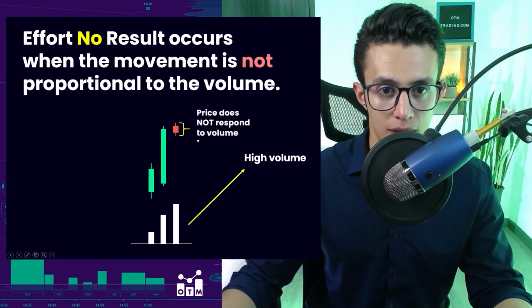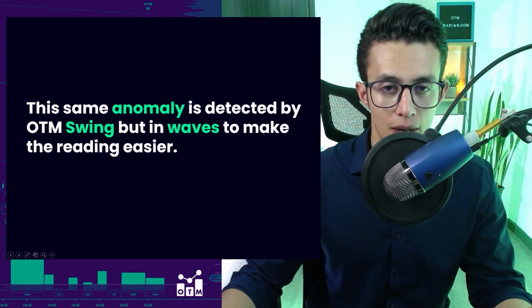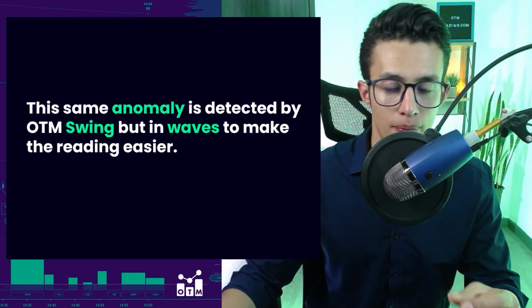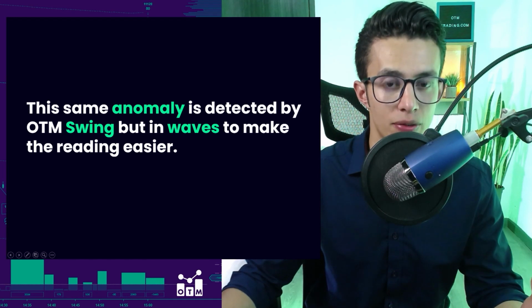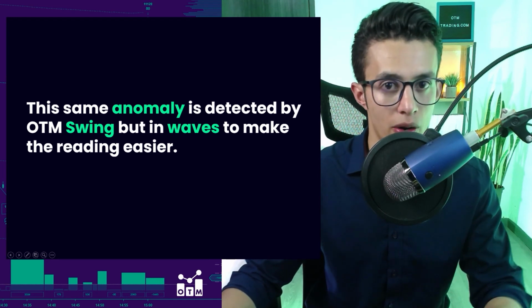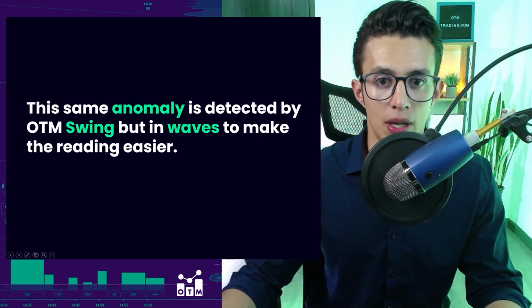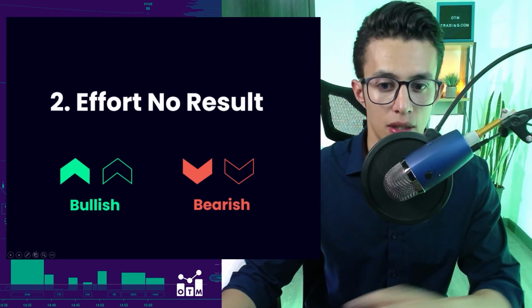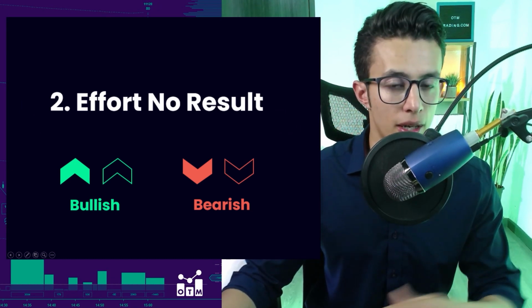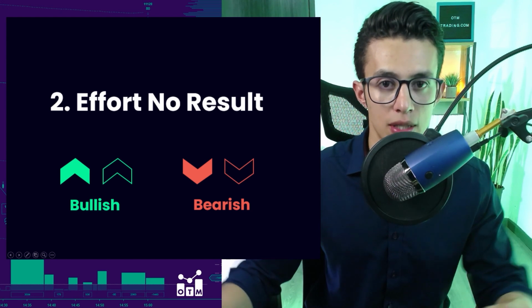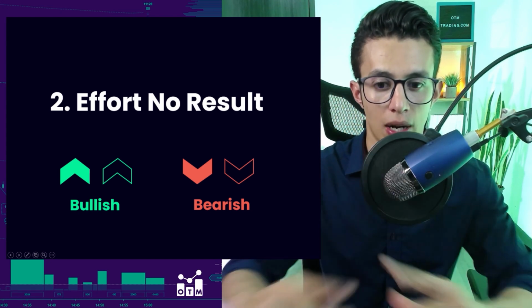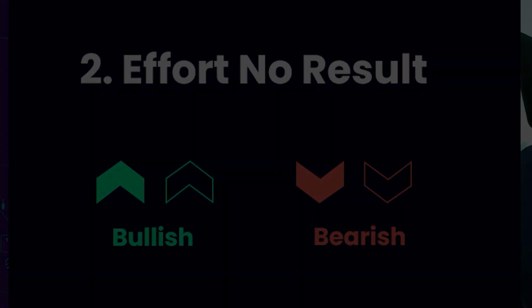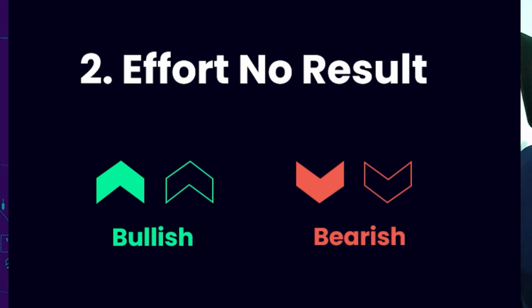Now, doing it candle by candle can be a bit difficult. So, what OTM swing does is detect this anomaly by waves, making the reading easier. We will now see some examples. This phenomenon also occurs in uptrends and downtrends, just like the first signal we saw. In an uptrend, it has this upward form, and for a downtrend, it has a downward form. Let's look at an example of effort with no result.